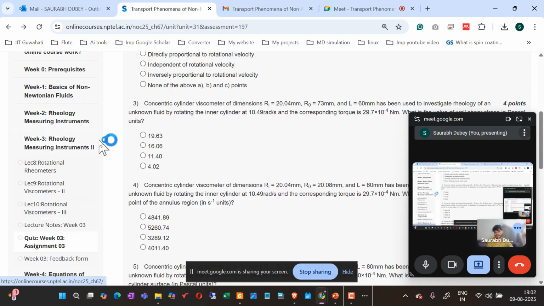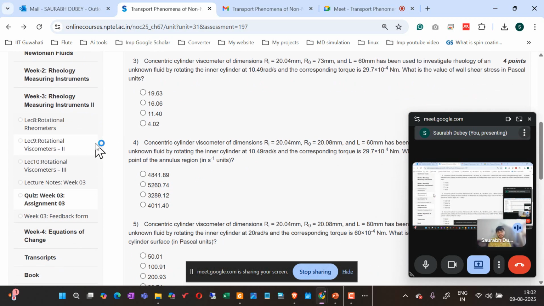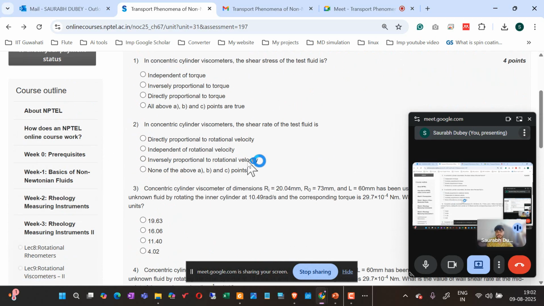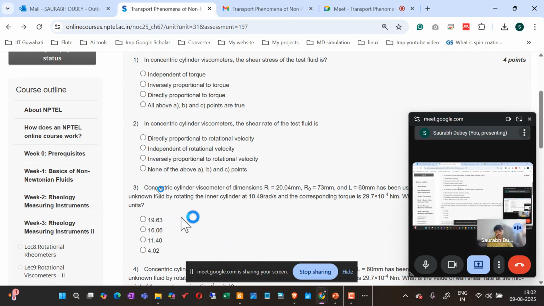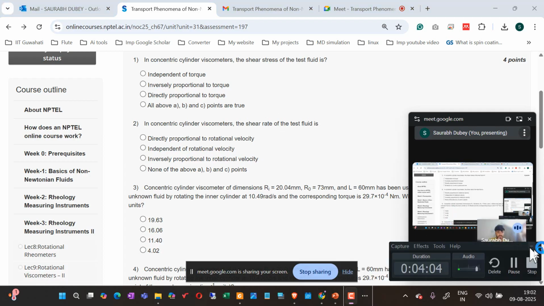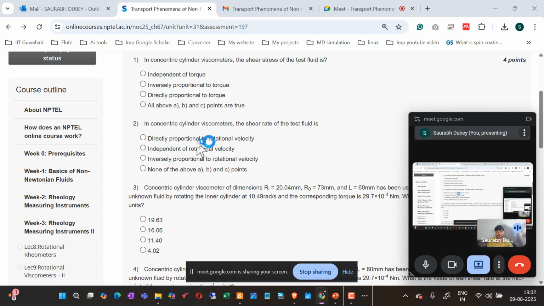And in week 3, another kind of rheology measuring instrument, the rotational rheometer, has been discussed. So here you got to know about the cone and plate type rheometer, and then the two plate type rheometer, which is the rotational viscometer, and then these questions you have been given. So in this particular class, I will be helping you to get through these questions, and this lecture will help you to solve them.